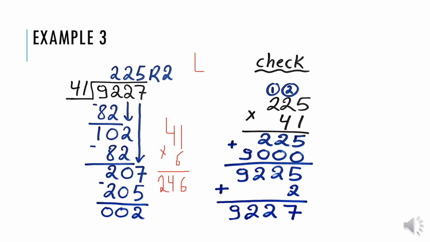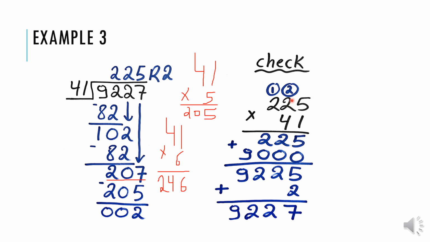Let's try 41 times 5. You keep on trying until you get a lower number. 5 times 1 is 5. 5 times 4 is 20. So it's 205. 205 is less than 207, so I use the 41 times 5. Okay? So I use the 41 times 5. I write the 5 in the quotient next to the 2. 41 times 5 is 205. 207 minus 205, it's 2.